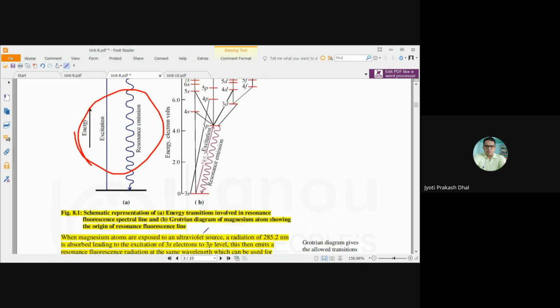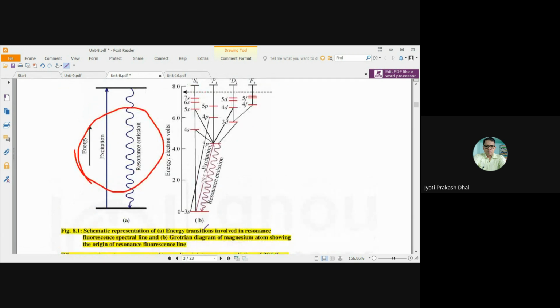Particularly if we consider the sodium atom, the outermost electron is present in the 3s energy level, and it undergoes excitation by absorbing radiation with a wavelength of 285.2 nanometer to the 3p energy level. Again it comes back from the 3p energy level to the 3s energy level by emitting electromagnetic radiation of the same wavelength or same frequency. So that's why it shows a resonance emission spectrum.